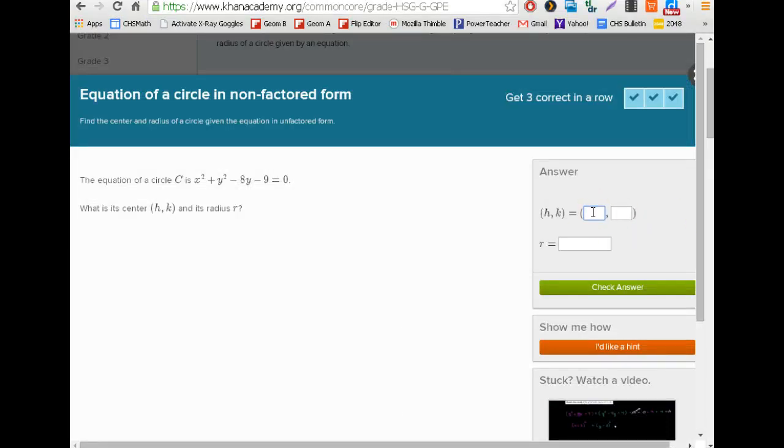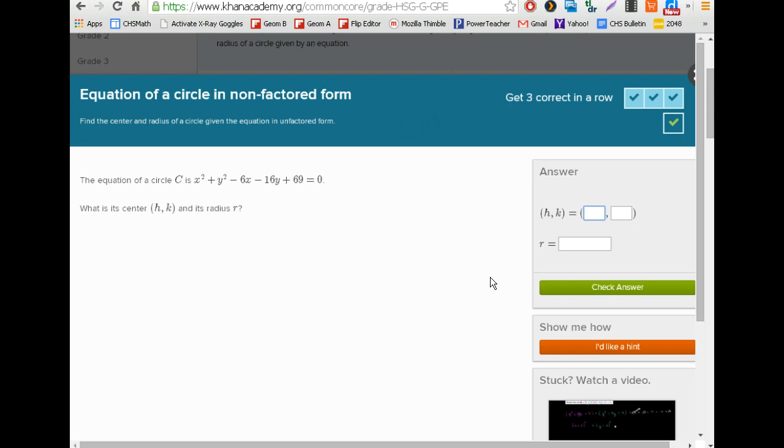We have h is equal to 0, k was equal to 4, and the radius was 5. Okay, let's go to the next problem. All right, so now we have a little bit of an issue. Let's see what we can do here.